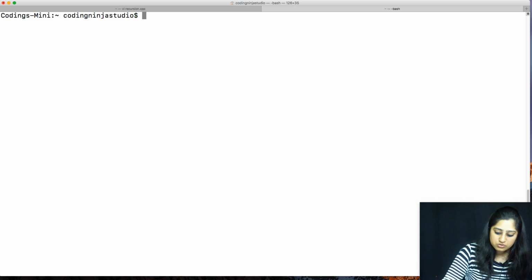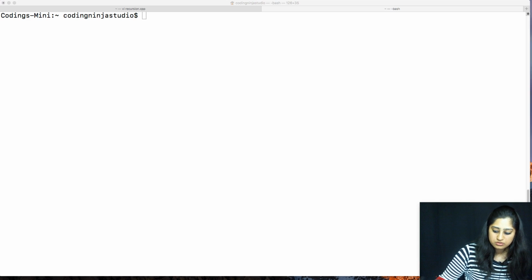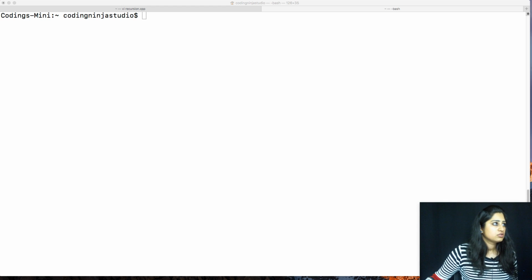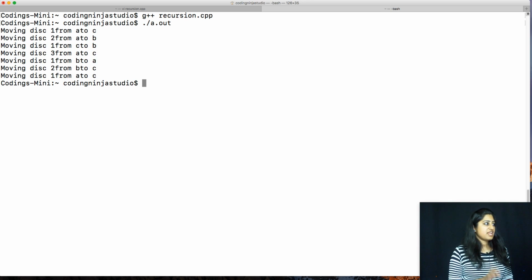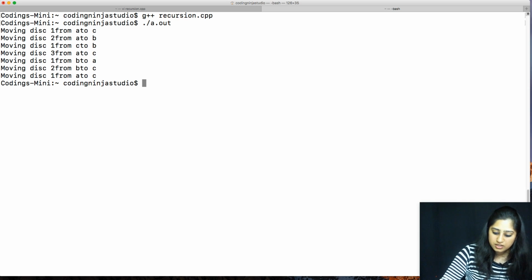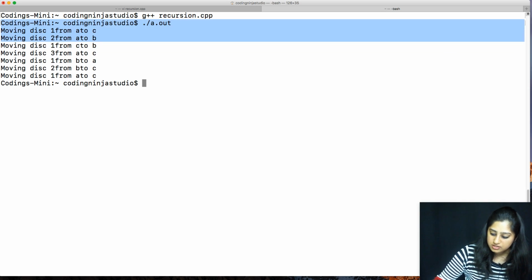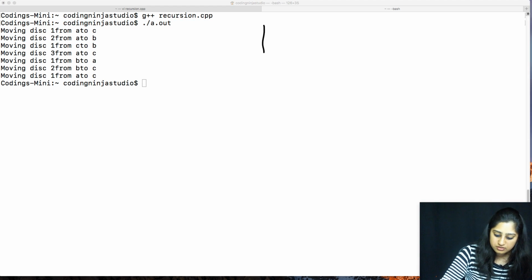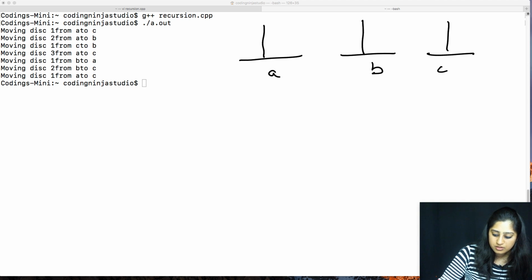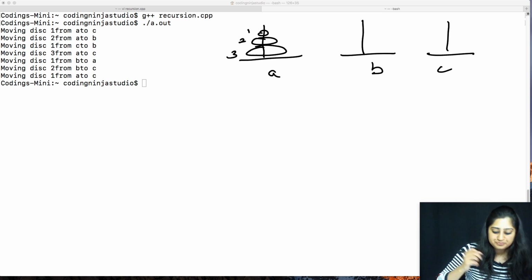Okay. So these are the steps if I have to move 3 rods from A to C. Let's just say these are the disks that I have. Rod number A, B, C, and disk 1, 2, 3.